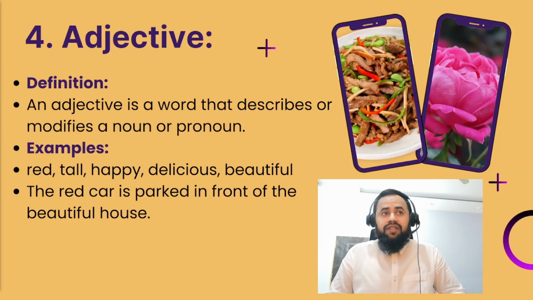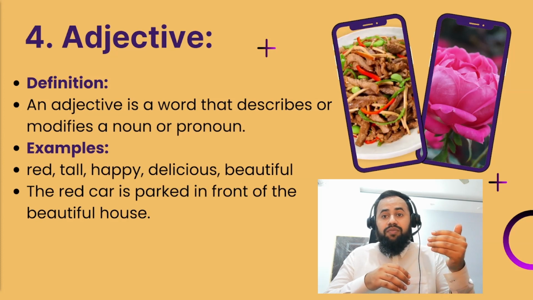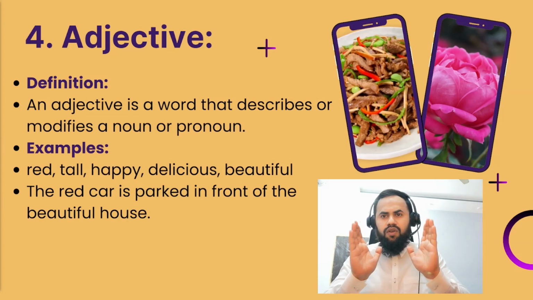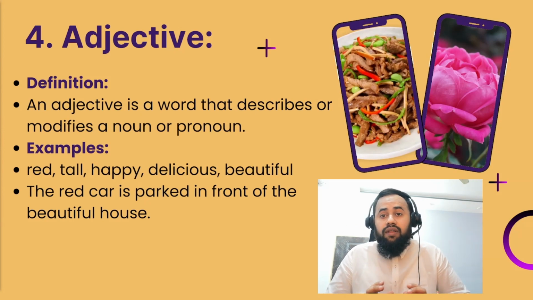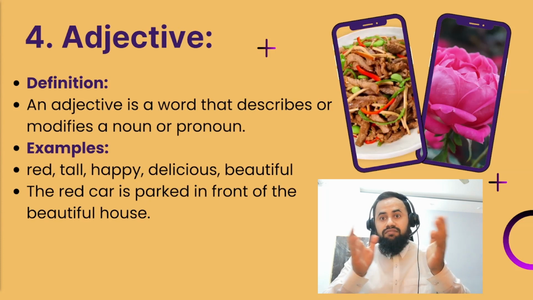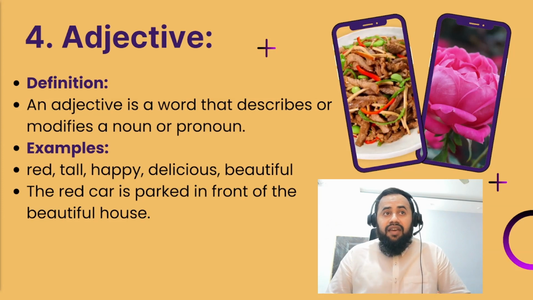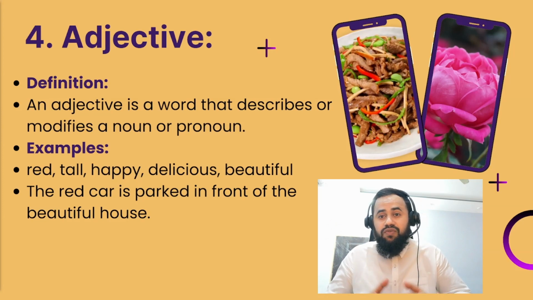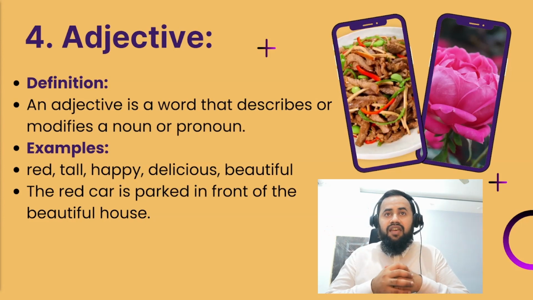What are the examples? Red means you can say that something is red. There is a red ball. Okay, ball is a noun, but red is modifying the quality of the ball. So red ball, tall guy, tall tower. There could be some sort of tower name, Eiffel Tower. And happy, delicious food, some sort of eating stuff, and beautiful flower.